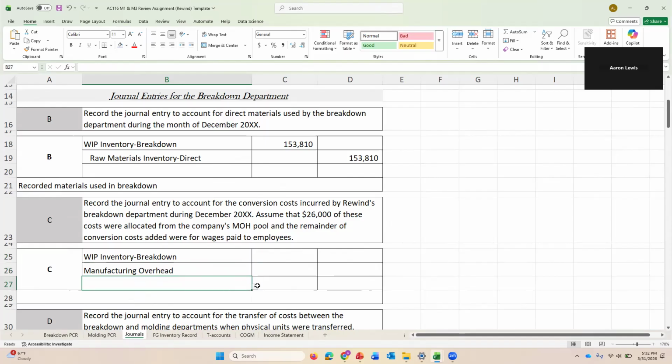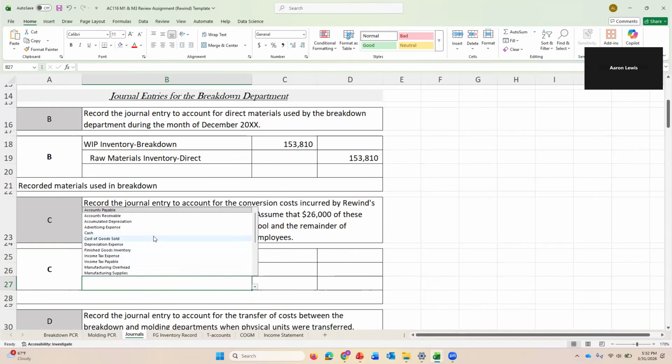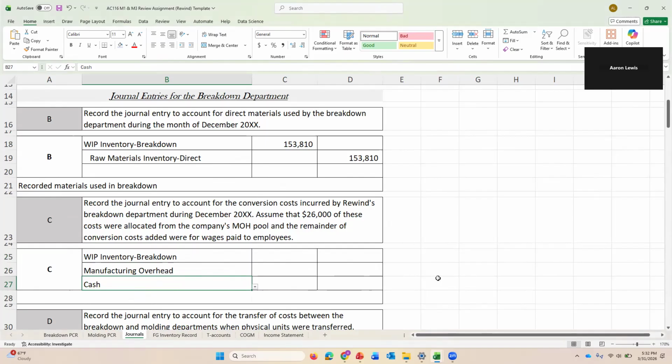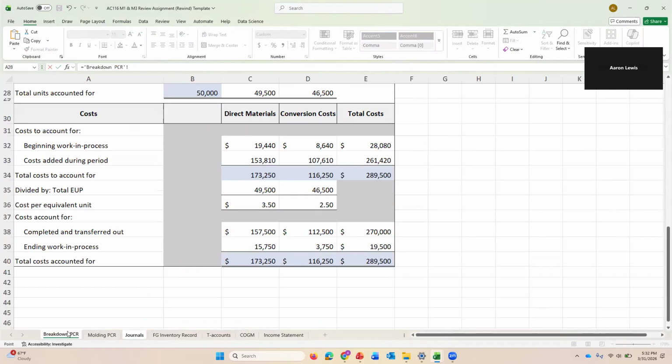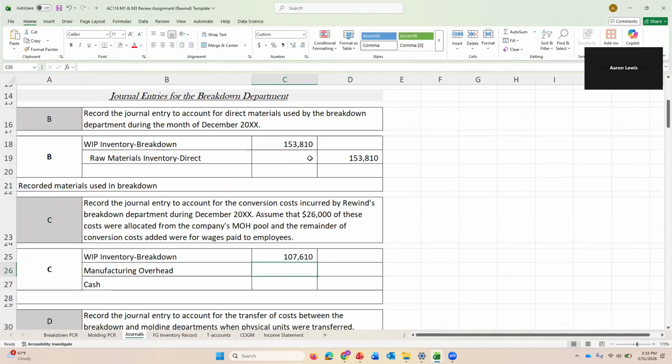So if they're wages paid to employees, that means that we paid them in, not cost of goods sold, misclick, in cash. And for our debit, we're going to have a debit to WIP inventory breakdown for the amount of conversion costs added. So just like I did up here, I've got to go back to breakdown's PCR and figure out what were the costs added during the period in this department for conversion. And that is 107,610.